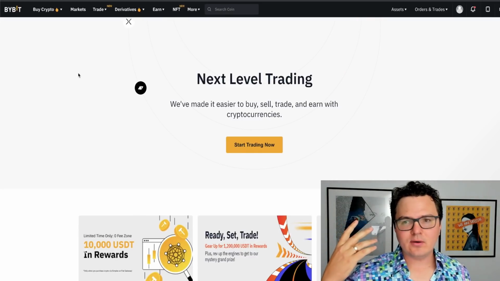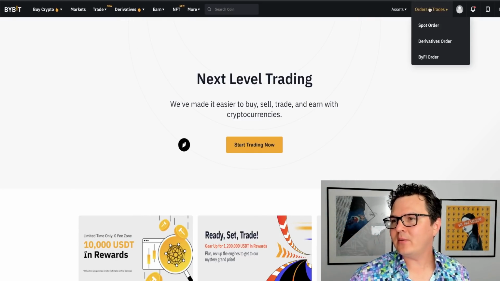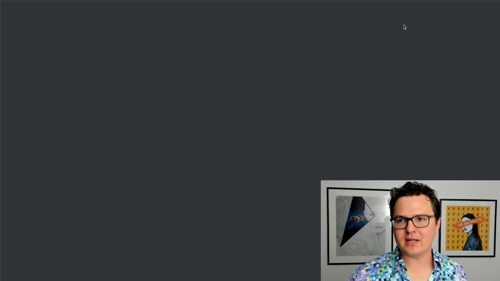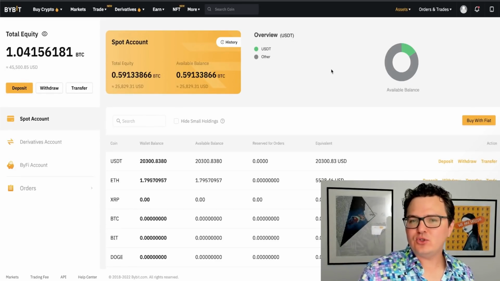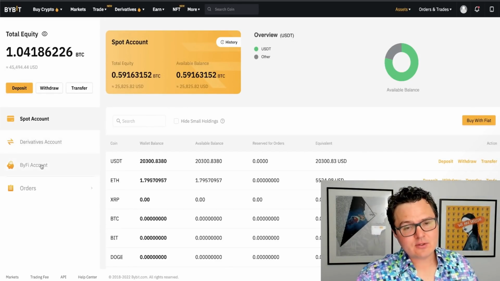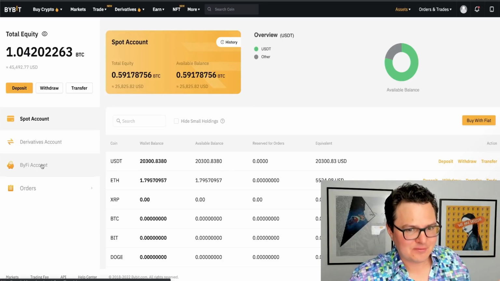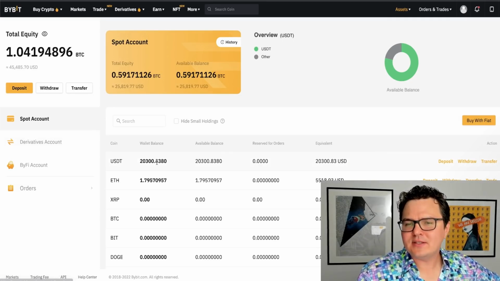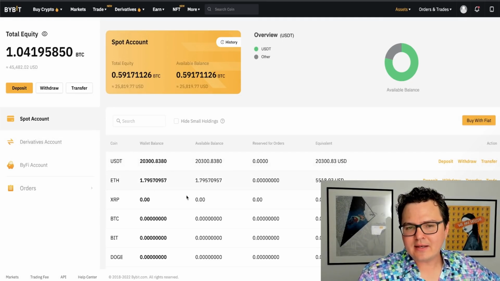Now back over here on Bybit, there is one other thing I wanted to show you in your assets tab here, and that is, let's go back to the spot account. And this is how to fund your derivatives account and your BiFi, your Bybit finance account, which allows you to earn on your stable coins and stuff like this. So you can see right now we've got money sitting here in our spot account, USDT and Ethereum.